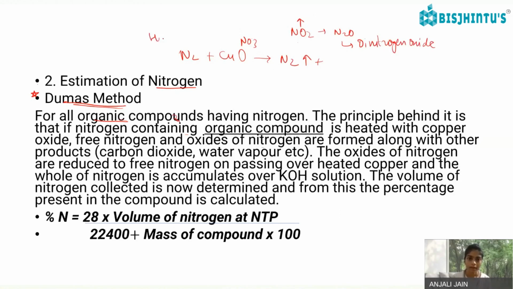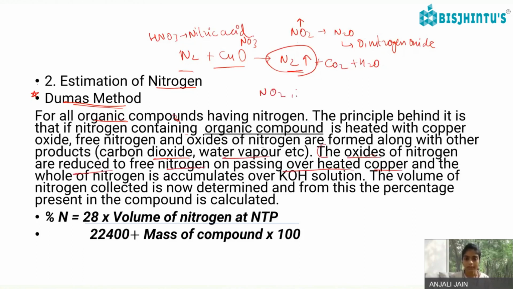Okay, HNO3 is nitric acid. So if any nitrogen-containing compound is heated with copper oxide, it gives us free nitrogen, along with products such as carbon dioxide and water vapor. The oxides of nitrogen are reduced to free nitrogen on passing over heated copper.